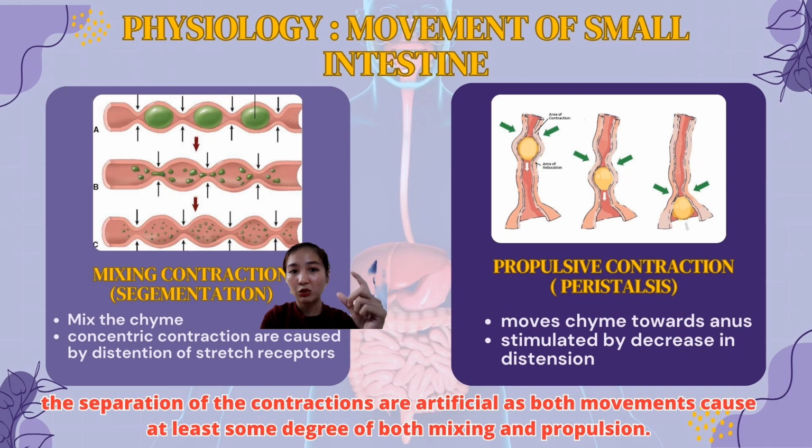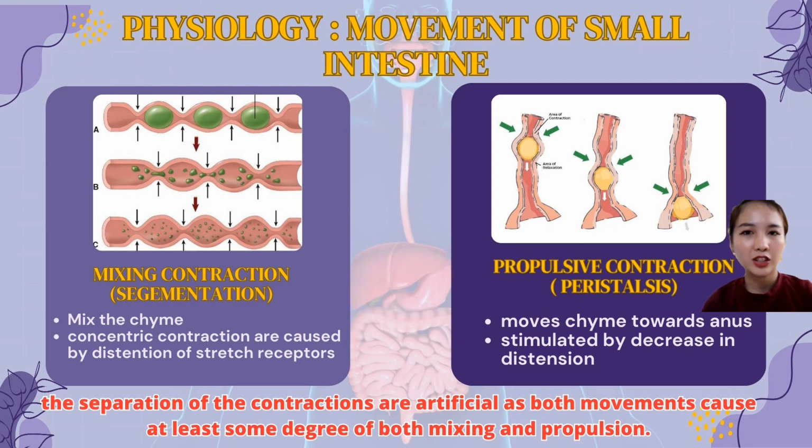As one set of segmentation contractions relaxes, a new set often begins, but the contractions this time occur at new points which lie between the previous contractions. The segmentation contractions chop the chyme 2 to 3 times per minute to promote progressive mixing of the food with secretions of the small intestine.